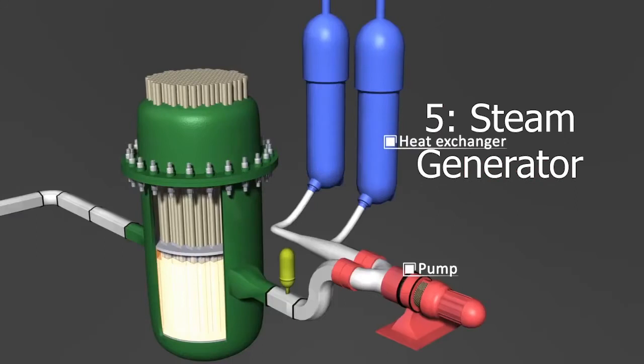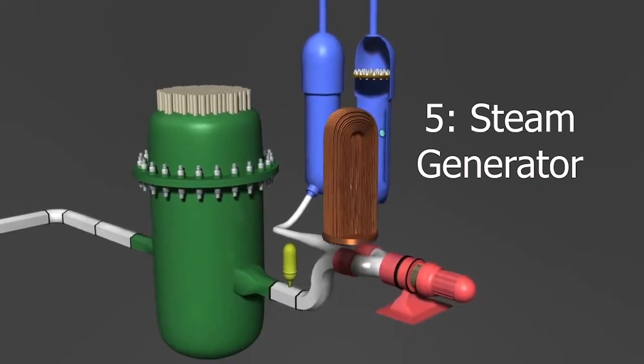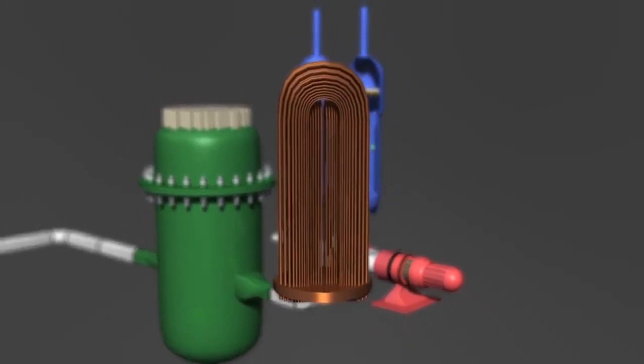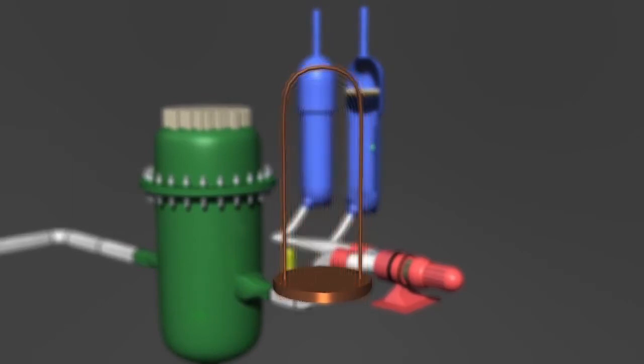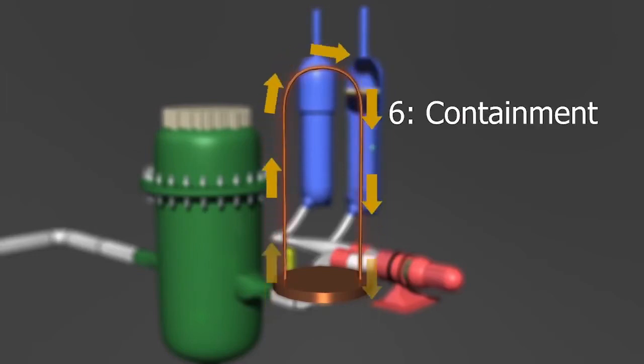5. Steam generator. The heat carried away by the coolant is used to generate steam, which is then used to turn a turbine and generate electricity. The steam is produced in a steam generator, which is a heat exchanger that transfers the heat from the coolant to the water used to generate steam.